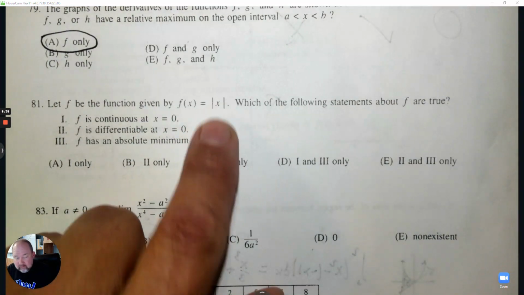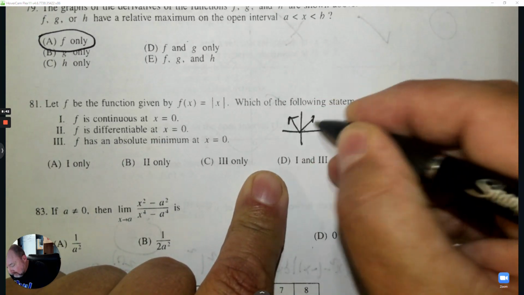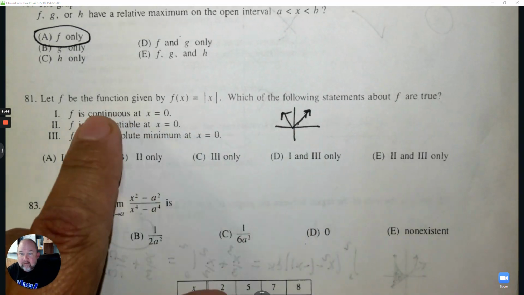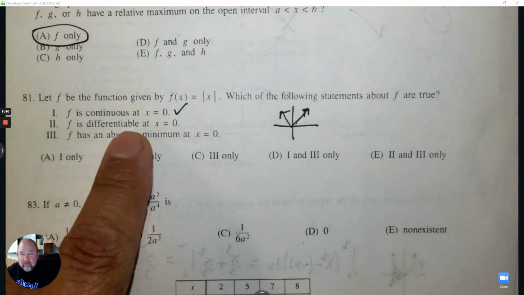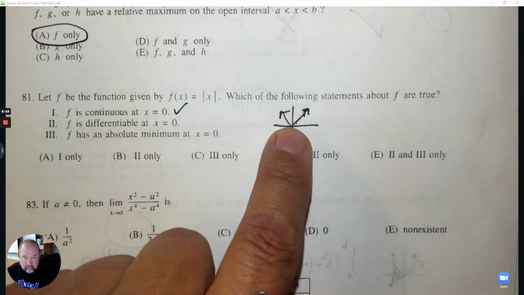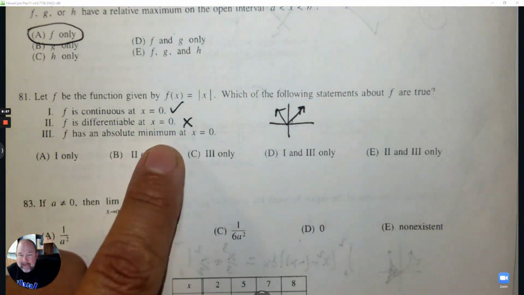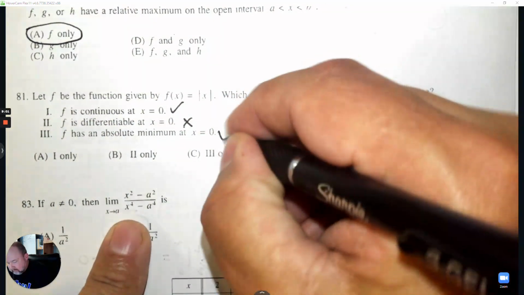Let f be this function. So the absolute value of x looks like this. Is f continuous at 0? Yes. Can you take the derivative at 0? No, it's a corner. Is there an absolute minimum at 0? Is that the lowest point in the whole graph at 0? So the answer is 1 and 3.